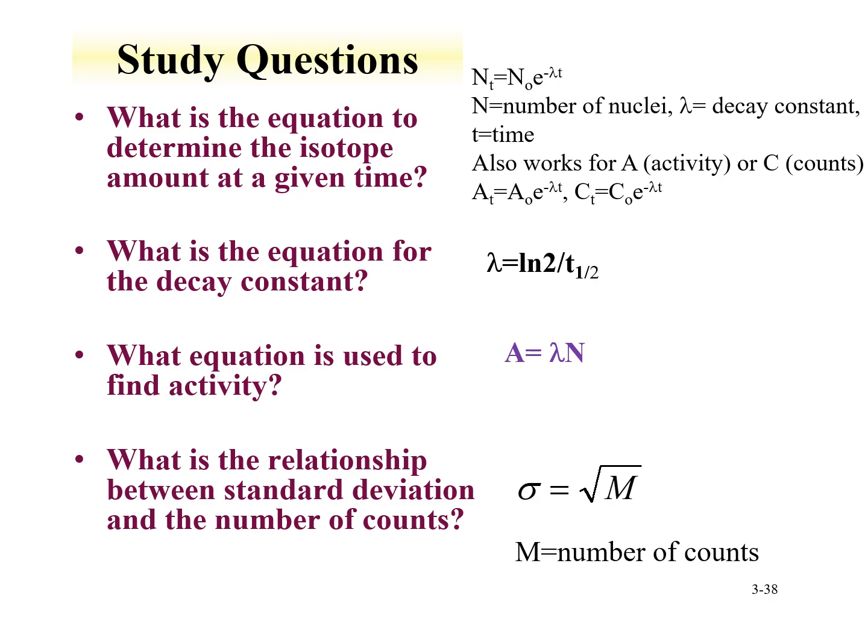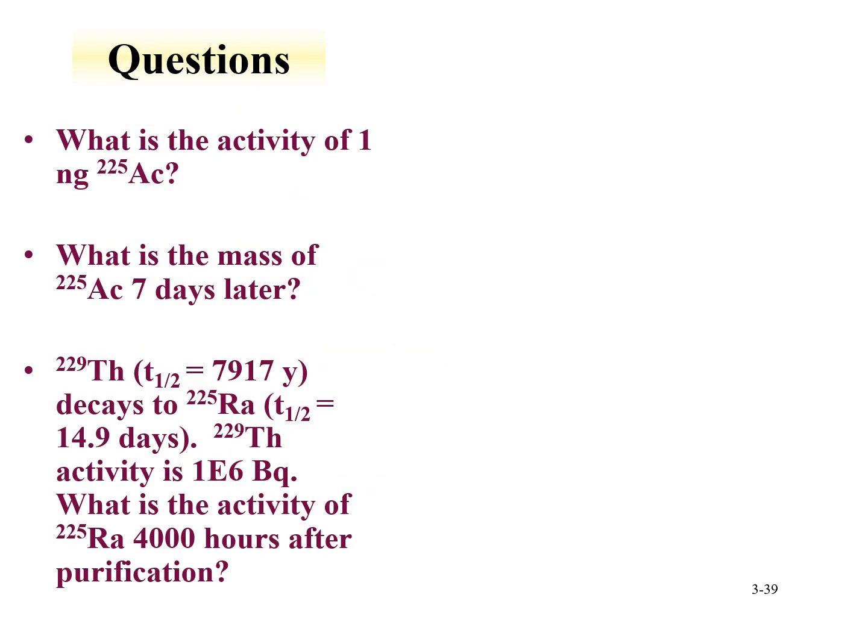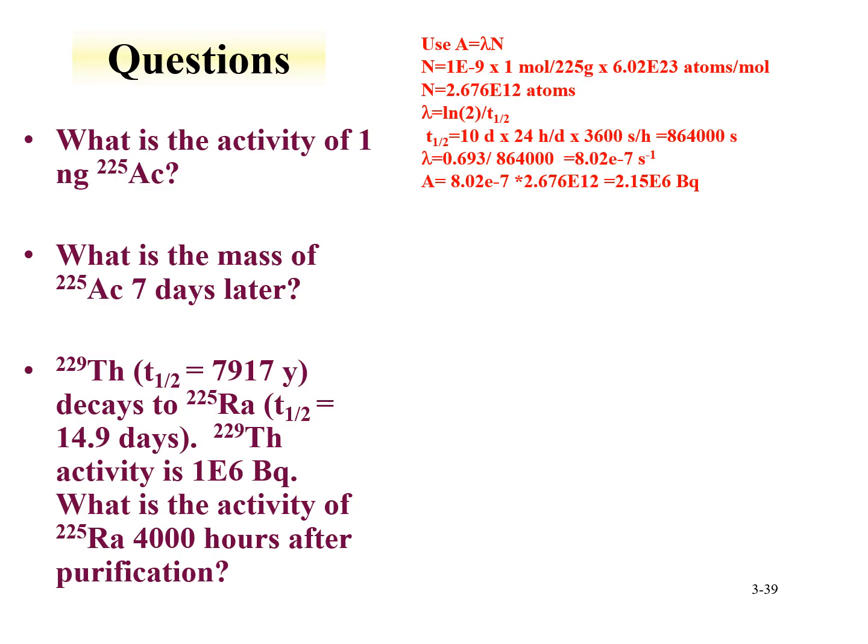And what's the relationship between standard deviation and the number of counts? Well, it's just the square root of the number of counts, and the error is the inverse of that value. Very important term in terms of setting up and performing experiments. Some other questions you should be able to answer. What's the activity of a nanogram of a certain isotope, in this case actinium-225? The main equation to use, activity equals lambda n. So now we need to solve for n for 1 nanogram of actinium-225.